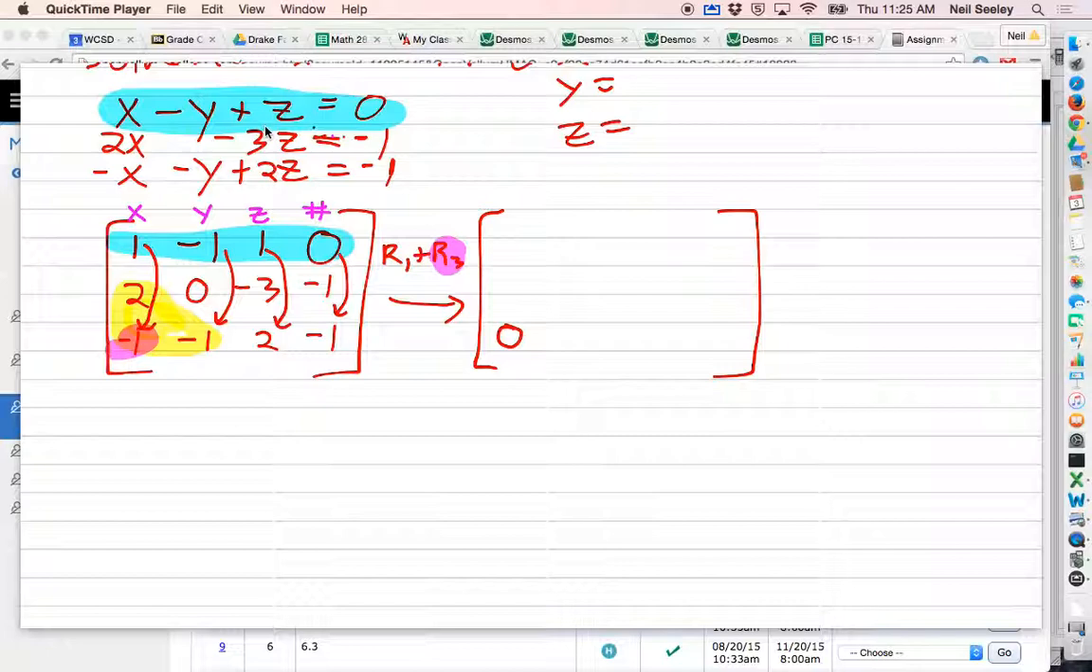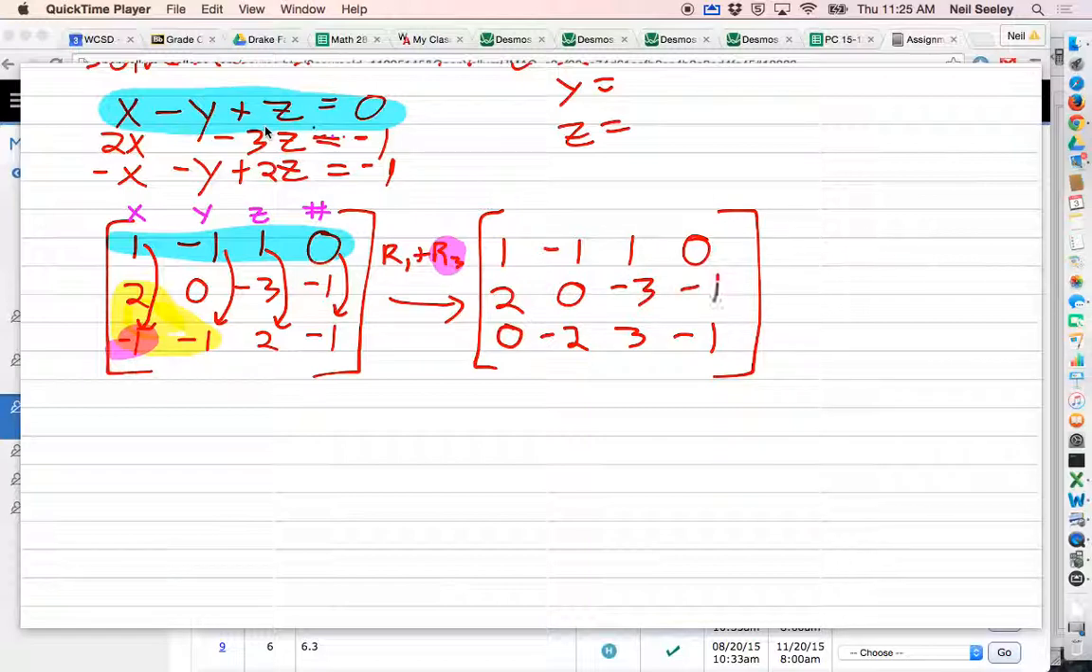So 0. What's negative 1 and negative 1 makes negative 2. 1 and 2 makes 3. 0 and negative 1 makes negative 1. You like that? Everything else goes back the same. Totally the same as it was. 1, negative 1, 1, 0, 2, 0, negative 3, negative 1. So it's all back the way it was. The only thing that changed was this is the result of that previous sum that I just went through.